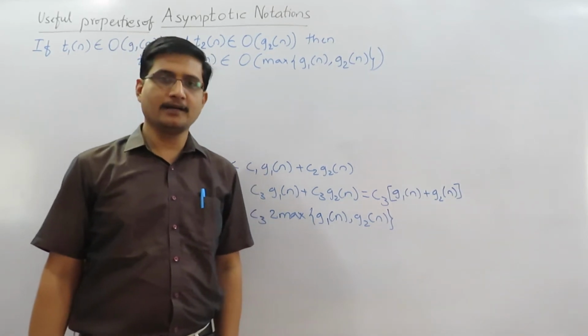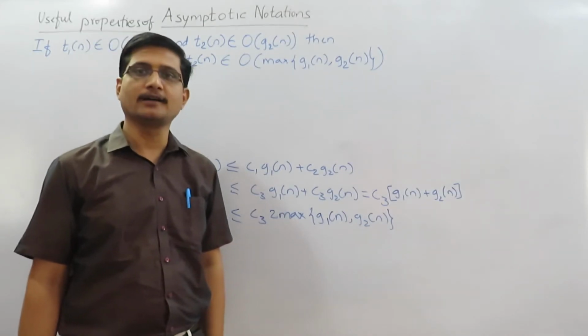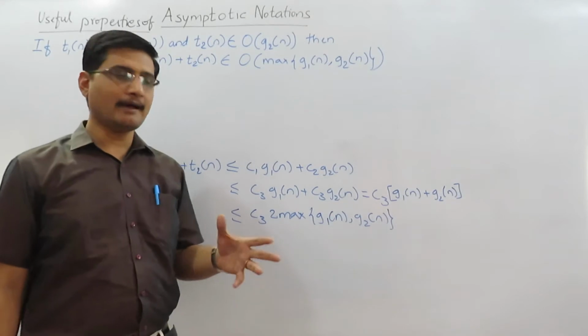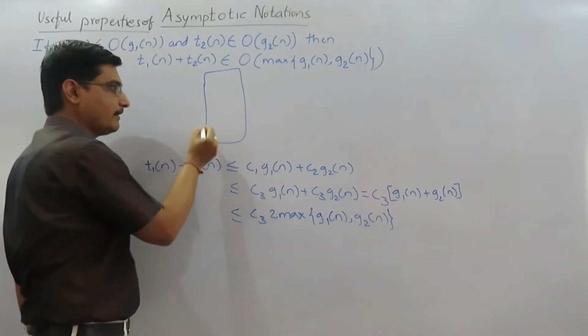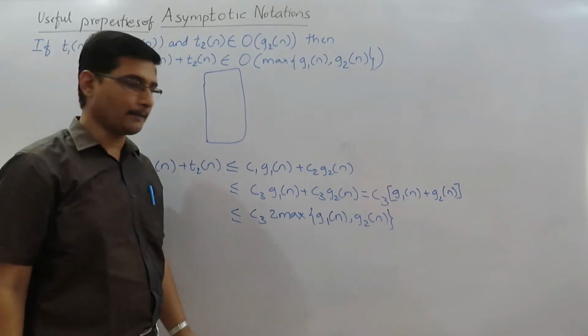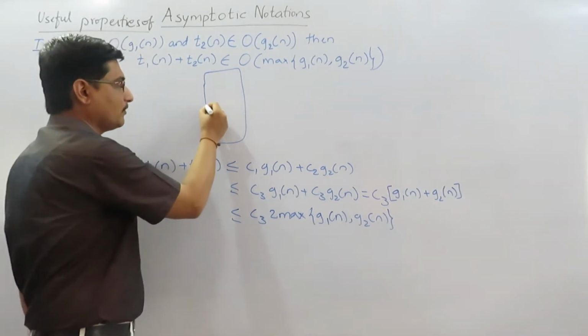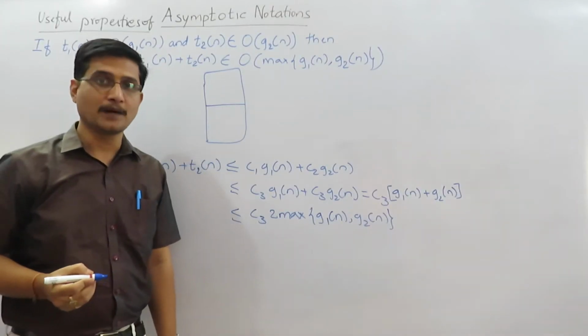There are many useful properties of asymptotic notations. In that, one of the theorems is very important. Say you have a very big algorithm which you have converted into a program, and we can classify this big program into two parts.